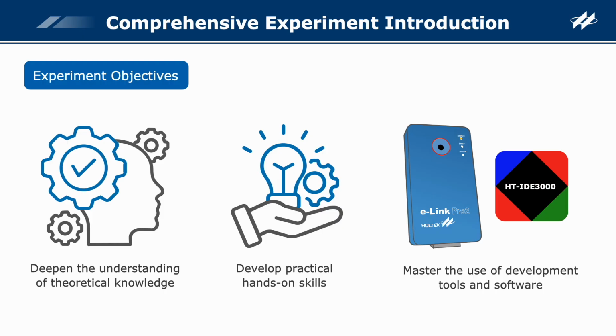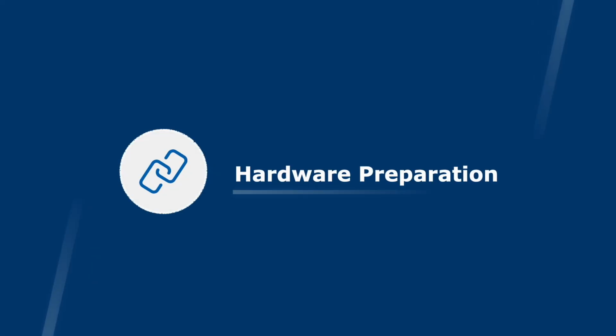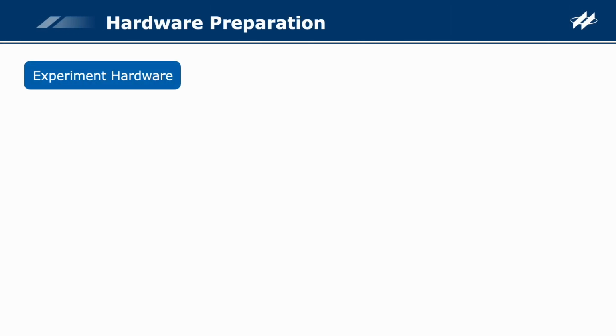Master the use of development tools and software. Helps us learn and master the operation methods of these tools and software during the experimental process. Hardware preparation. The hardware required for the comprehensive experiments includes the following.